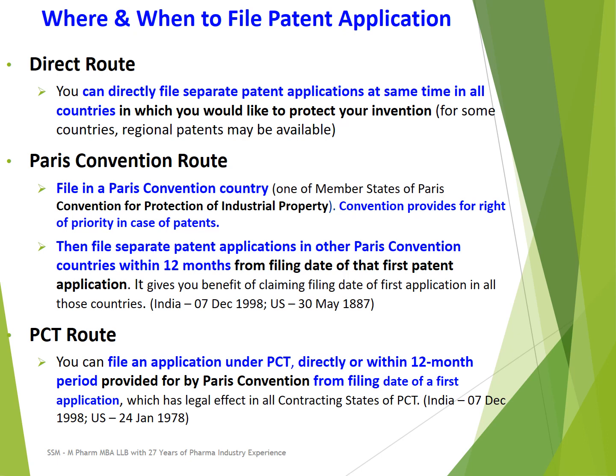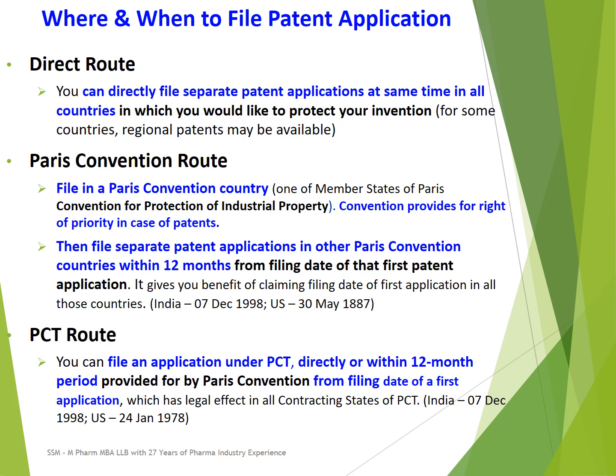So in the direct route you are not getting any time. In the direct route you have to file all applications on the same day, which is very difficult. In the Paris Convention route you get 12 months. You can file applications abroad in 12 months, not on the same day.